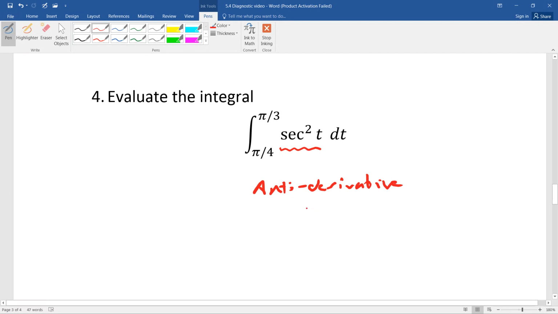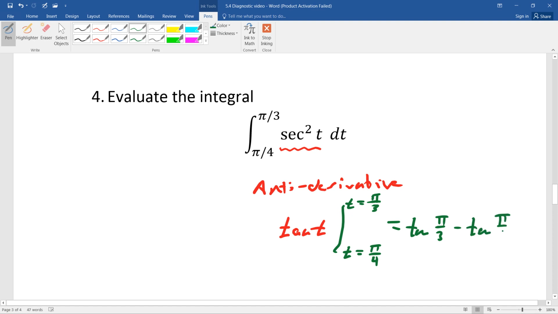And here, we could just use memory. We want to remember that the derivative of the tangent is secant squared. So tangent of t is the antiderivative of secant squared of t. And if we recall that fact, then we can use the antiderivative to evaluate this definite integral. We're going to evaluate this as the variable t goes from pi fourths on the lower side up to t equals pi thirds in the upper limit. So this is tangent of pi thirds minus tangent of pi fourths.